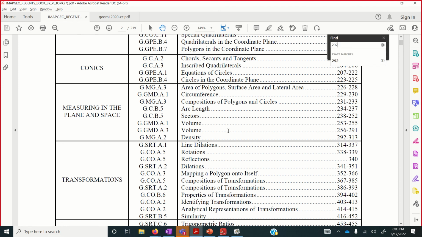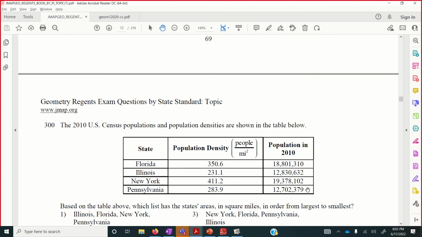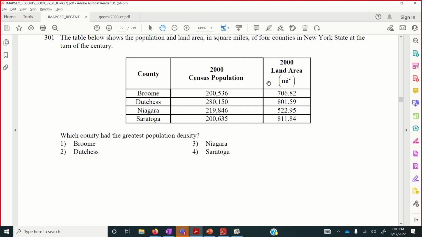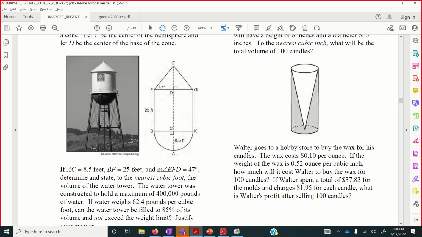292. Here's the density. Okay. So we don't want a multiple choice question. Remember, population density is population over area. So you just divide these two numbers and see which one's the biggest. That has not come up a lot. This question was a six-pointer.